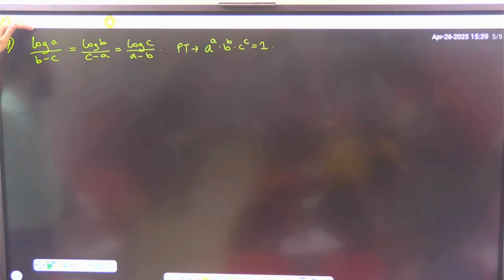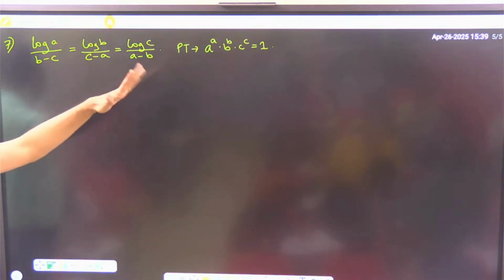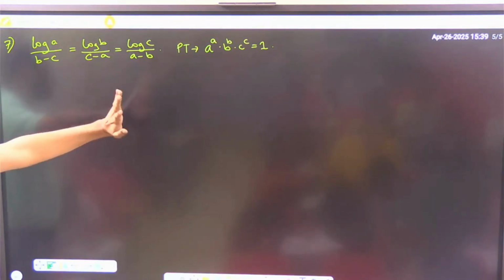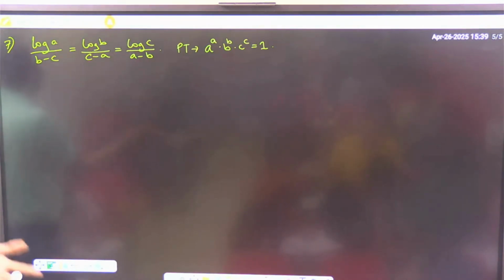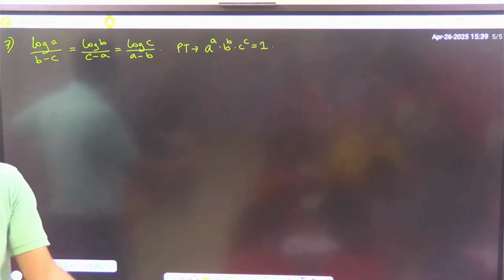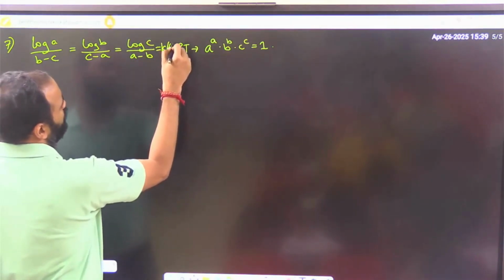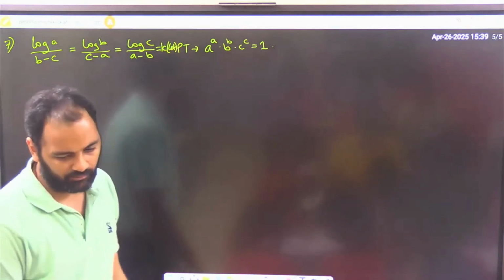This is like a classical ratio proportion question. What is the general method of solving all ratio proportion questions? Equal to K. Yeah. So we use the same method. Let's suppose this is equal to K.